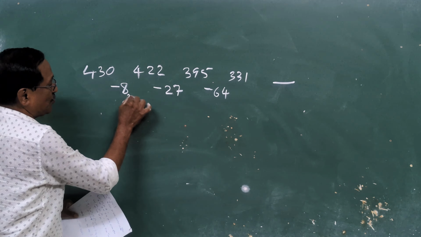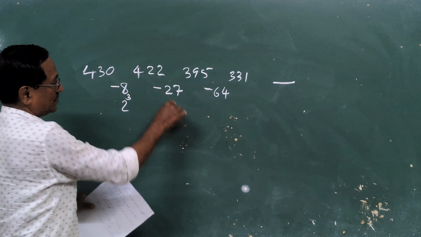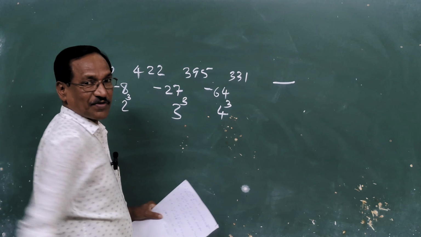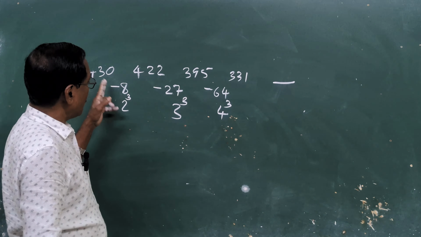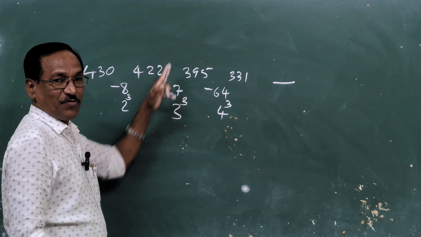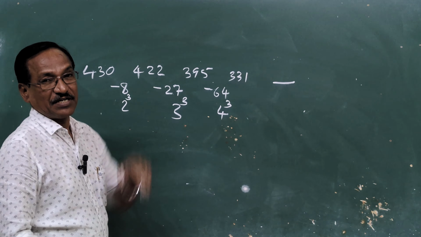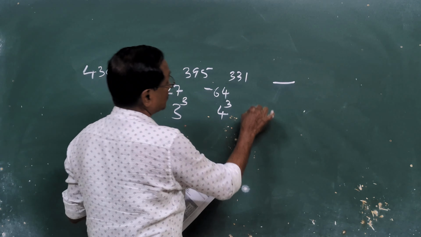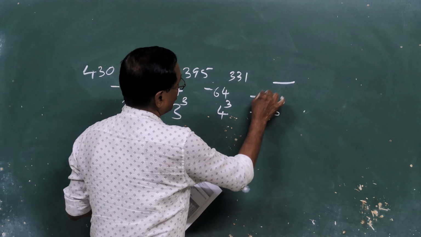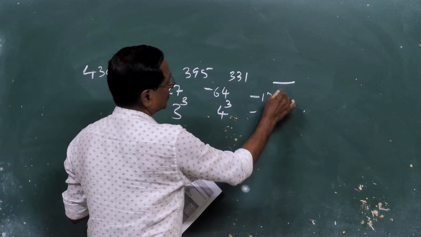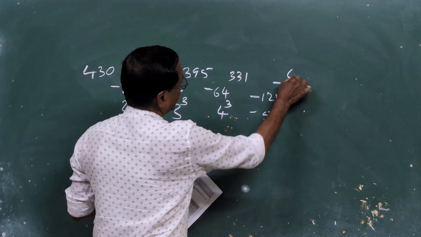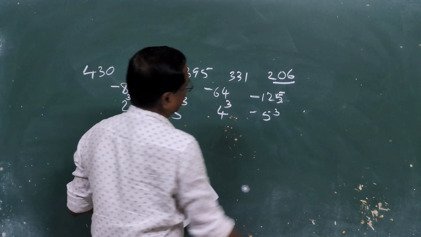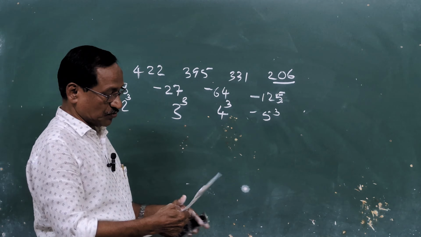This is 2 cube, this is 3 cube, this is 4 cube. So the pattern is minus 2 cube, minus 3 cube, minus 4 cube. Then the next one, you can easily find, is minus 5 cube. That means minus 125. So the answer will be 206. Answer is 206.